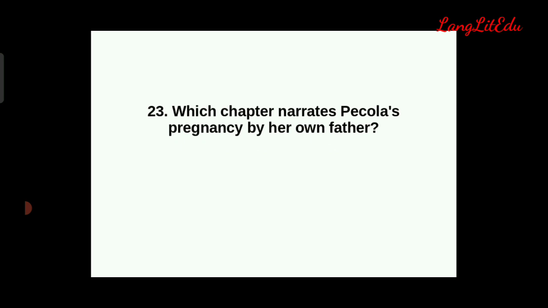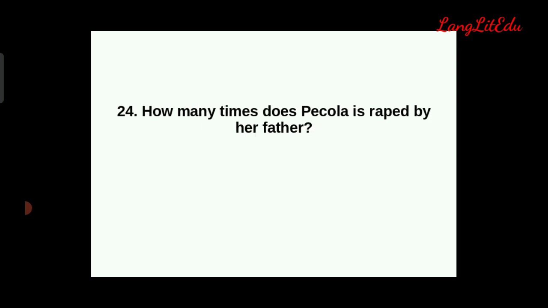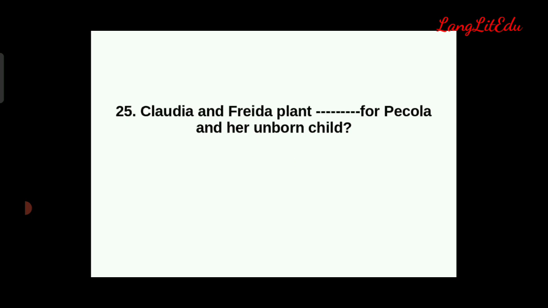Which chapter narrates Pecola's pregnancy by her own father? Chapter 10, Summer. How many times is Pecola raped by her father? Two times. Claudia and Freda planned a dash for Pecola and her unborn child.